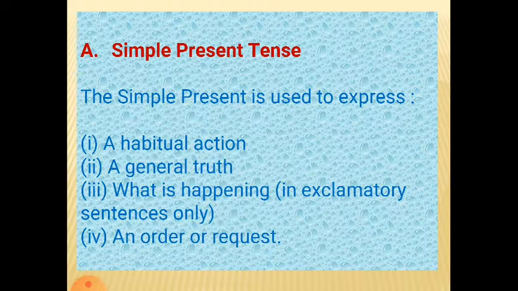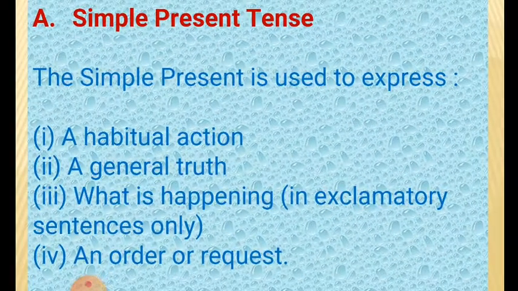Now, what do we mean by habitual action? I wake up at 5 o'clock in the morning. So, that is a habit. I wake up every day. I go to temple every Sunday. I brush my teeth every day. So these are the actions that are habitual, that take place every day. So these sentences are always in the simple present tense.